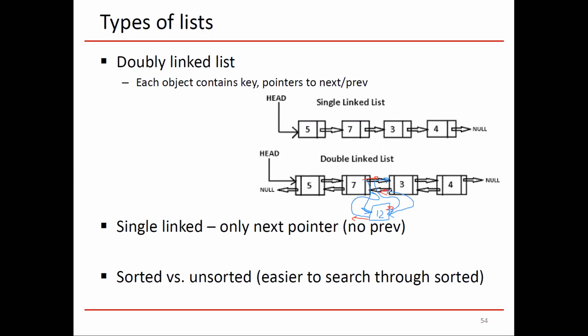So for updating operations in a doubly linked list, four pointers are modified, and less than 4 in a singly linked list, as you can imagine. And in the sorted case, it'll be somewhat easier to search through that type of list. An unsorted type of data structure might be more complicated.